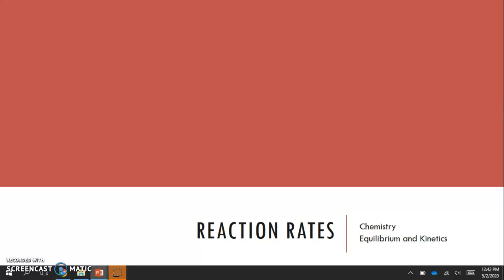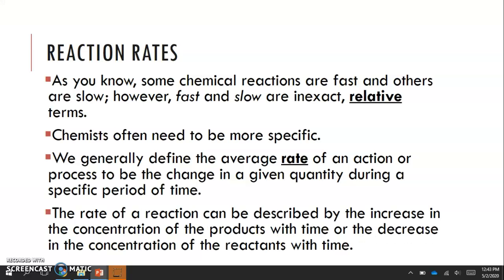So far we have looked at the energy of reactions, and today we are going to move on and look at reaction rates and talk about some of the things that actually can affect the rate of reactions. So just to get started, as you know, some chemical reactions are fast and others are slow. However, fast and slow are inexact relative terms.